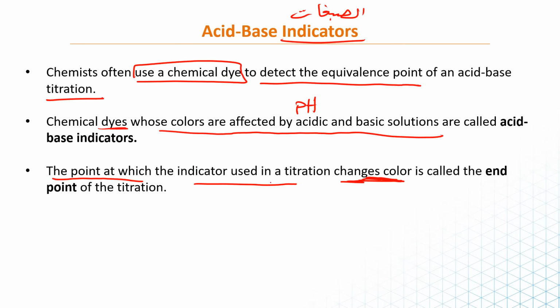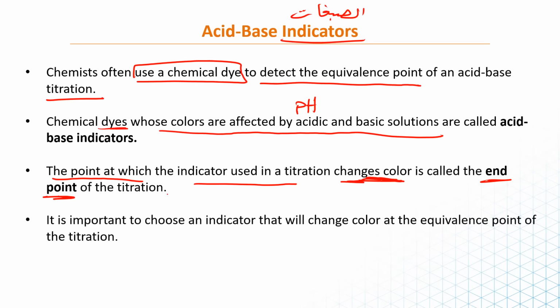When the color changes, we call this point the end point. So it is important to choose an indicator that will change color at the equivalence point of the titration.